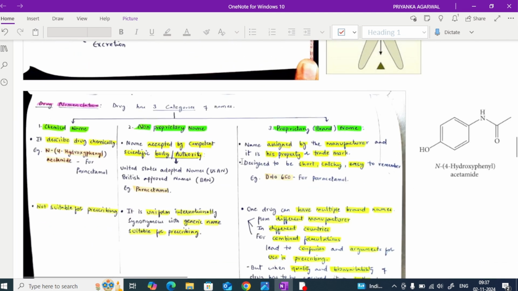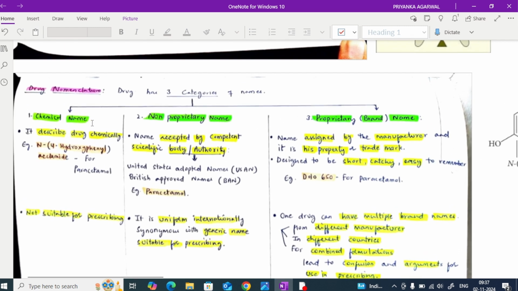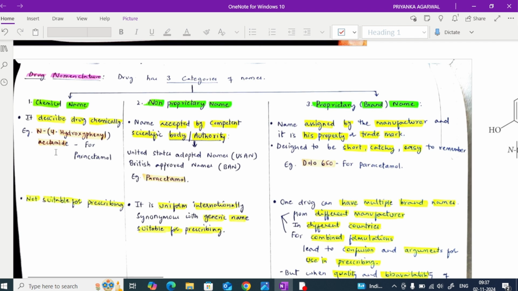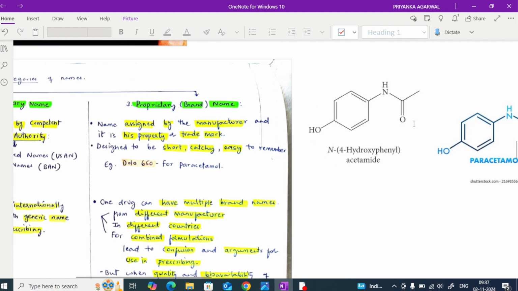Now after this we will also see drug nomenclature. Whenever we are studying some drug, we have to understand that it can have three categories of names: chemical name, non-proprietary name, and proprietary name. Coming to the chemical name, it is the name that describes the drug chemically. For example, N4-hydroxyphenyl acetamide is the chemical name for paracetamol. You can see that here in this structure. This is the chemical structure and the chemical name of the drug.